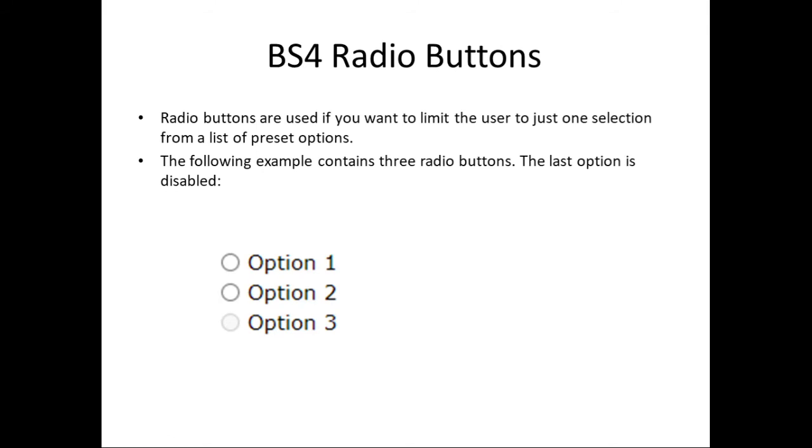Then we also have radio buttons. Radio buttons are used if you want to limit the user to just one selection from a list of preset options. So that's the difference with the checkbox. With the checkbox, you can select more than one, but for radio buttons, you can only select one. So the following example contains 3 radio buttons. The last option is disabled. So here we have 3 radio buttons and the last one, you notice the color is different. It's quite pale. So that's a disabled radio button.